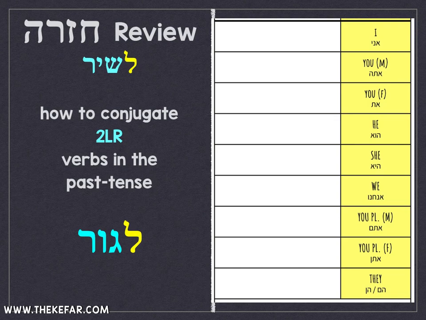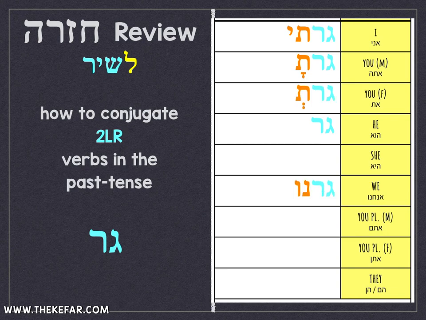And the last verb was lagur, which is to live, like to live somewhere. Get rid of the lamed and the vav, that gives us gar. So hu gar, he lived. Garti, I lived. Garta, you lived, masculine. Gart, you lived, feminine. Garnu, we lived. Gartem, you all lived, masculine. Garten, you all lived, feminine. And then he gara, she lived. Him garu, they lived. All right?